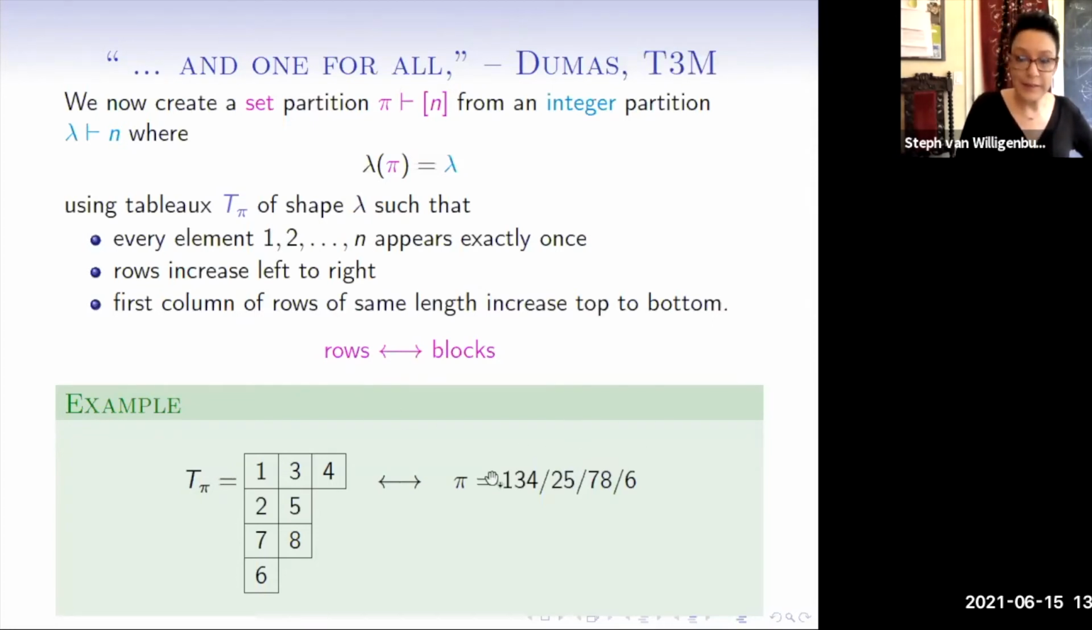So if we look at this set partition right here, we see 1, 3, 4. It's our biggest block. We put it in the top row. Then we see 2, 5, and 7, 8, the same size. 2 has the smallest element, so we put 2, 5 first, then 7, 8, and then we put 6.